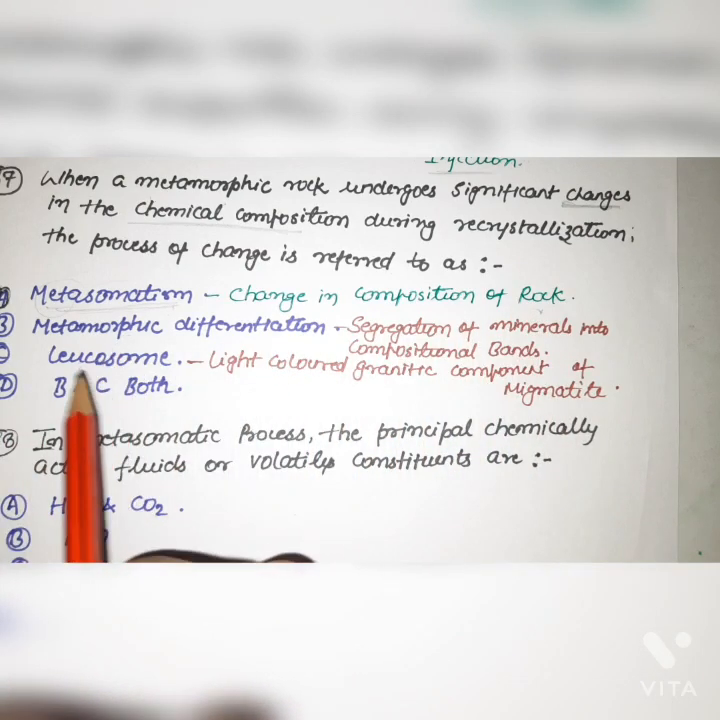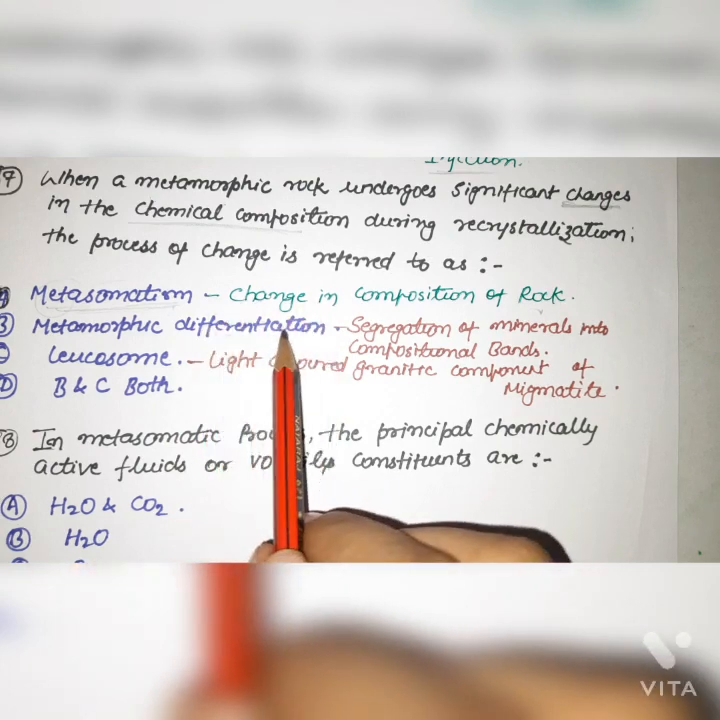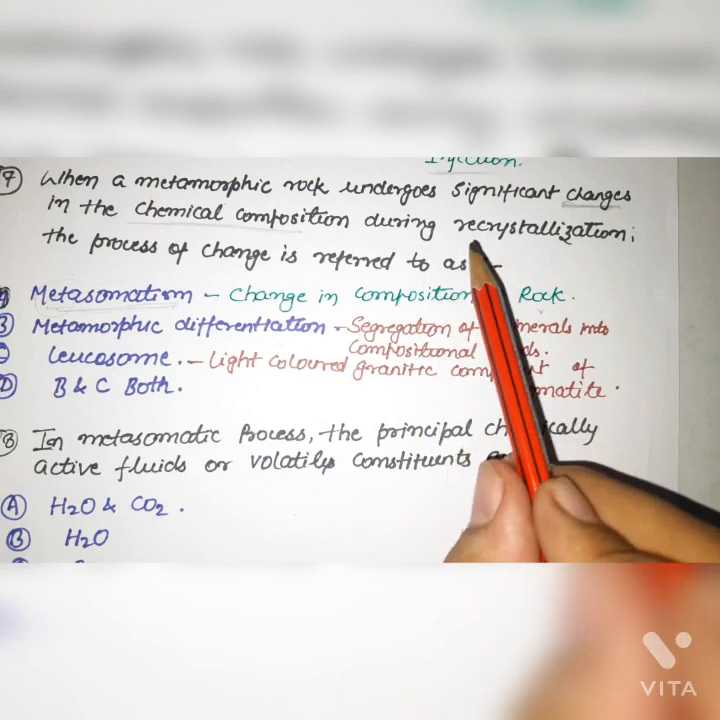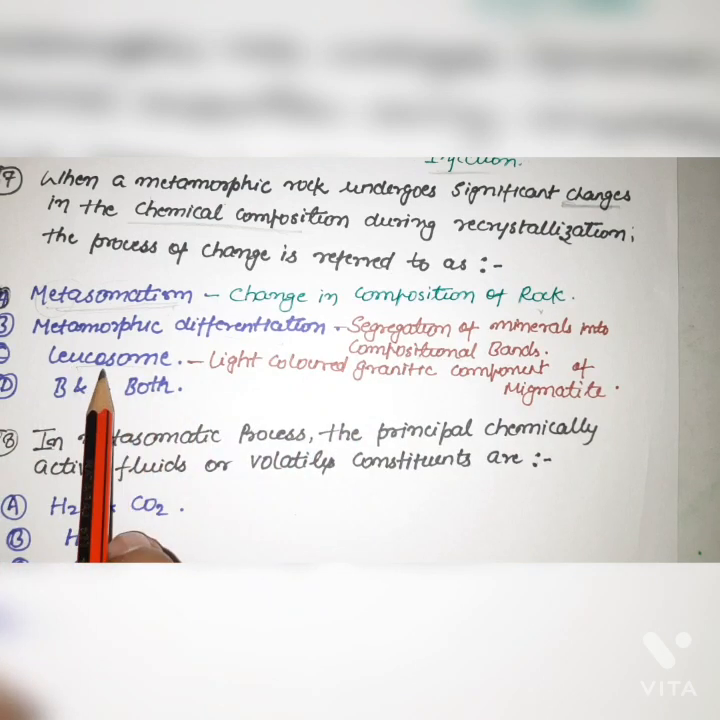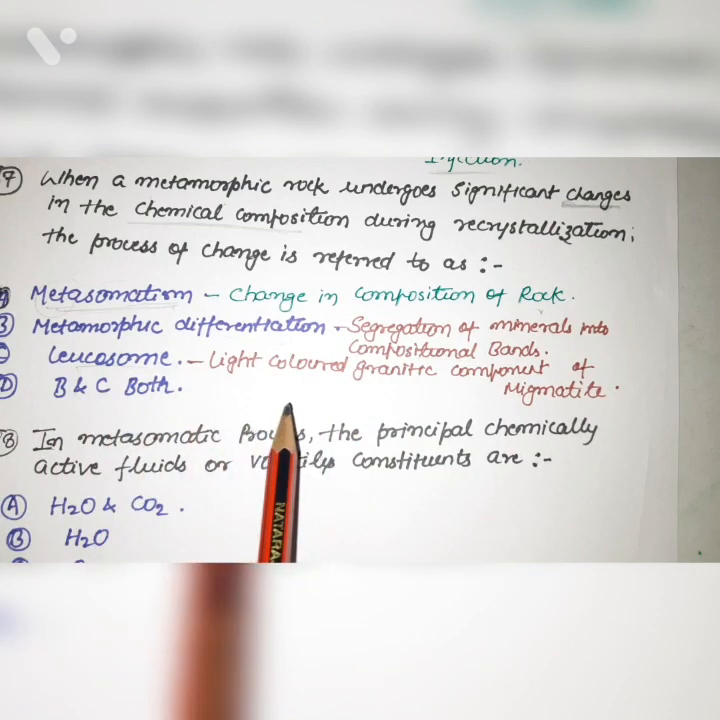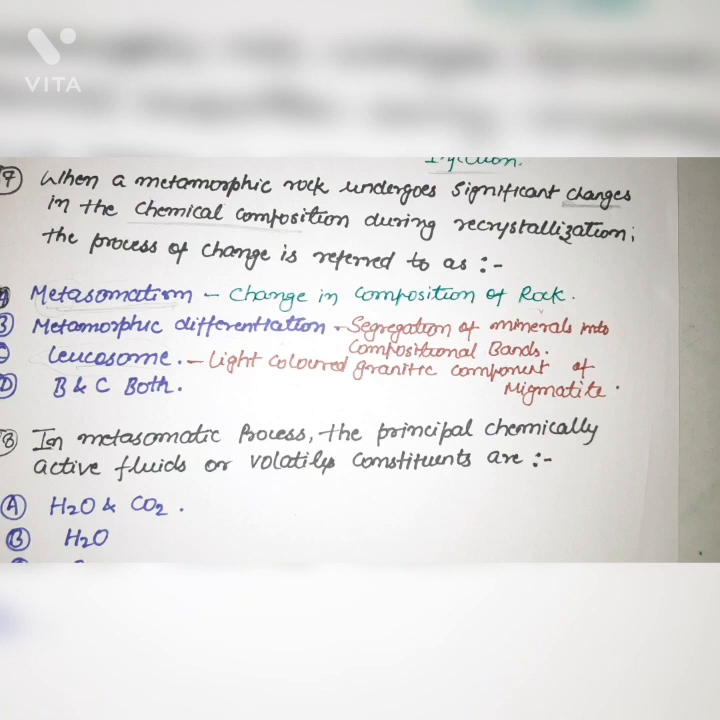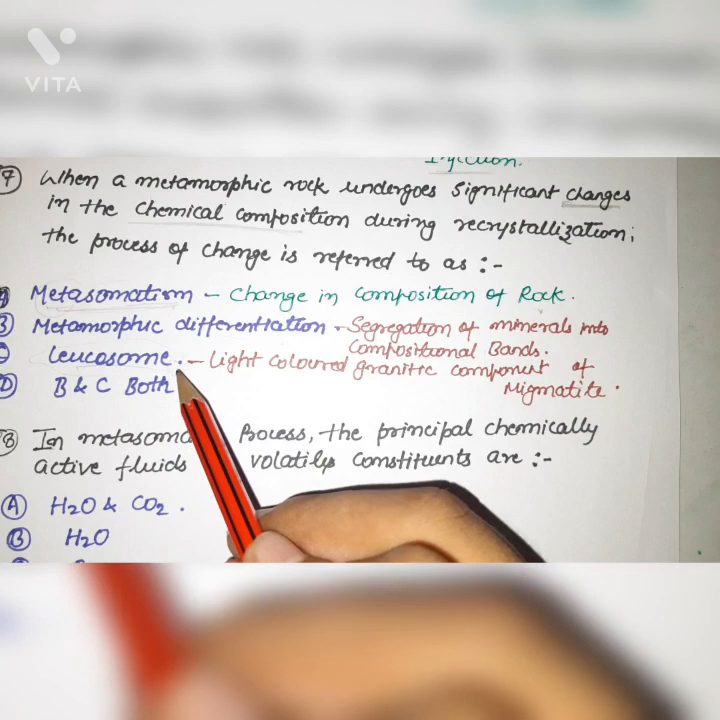Okay, now second one is metamorphic differentiation. Metamorphic differentiation is clearly segregation of minerals into compositional bands. So this is clearly not the definition the question is asking for. Next one is leucosome. Leucosome is a light colored granitic component of pegmatite. Other than leucosome, there are paleosome and melanosome also. Leucosome is light colored granitic component, while melanosome is dark colored granitic component, and paleosome is parent rock. Okay, so clearly this belongs to pegmatite, so this is not the one that the question is asking.